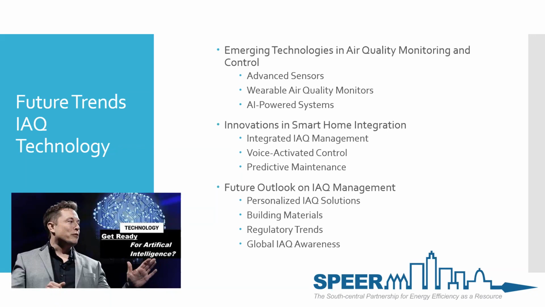So it's evident that the horizon is bright and there's a lot of innovative solutions, from advanced air quality sensors to AI powered systems to integrated smart home technologies. These advancements promise not only enhanced comfort, but also health, and also a new era of personalized and proactive IAQ management, not waiting for the problem. It's predicting the problem that could occur.